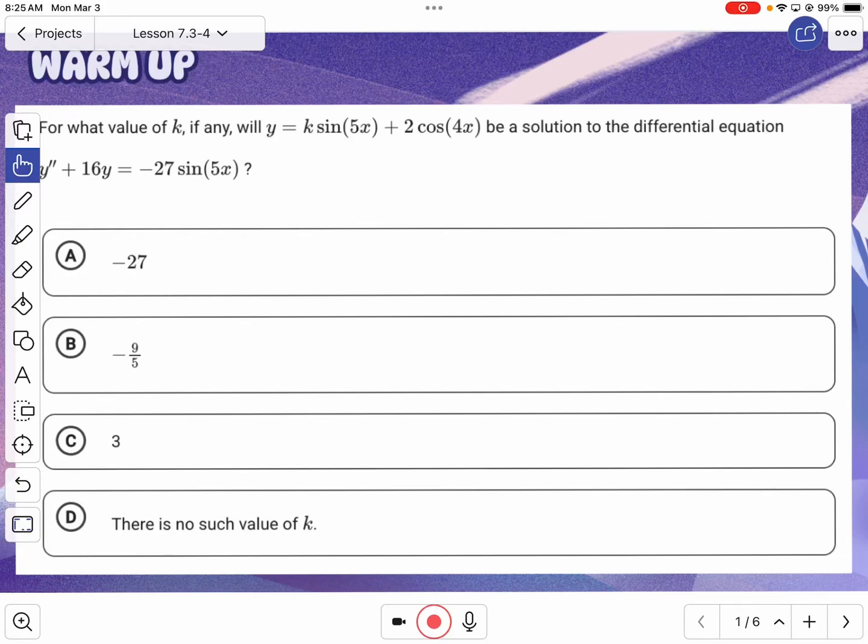All right, there we go. All right, so let's take a look at this one. It says, for what value of k, if any, will y equal k sine 5x plus 2 cosine 4x be a solution to the differential equation y double prime plus 16y equals negative 27 sine 5x?